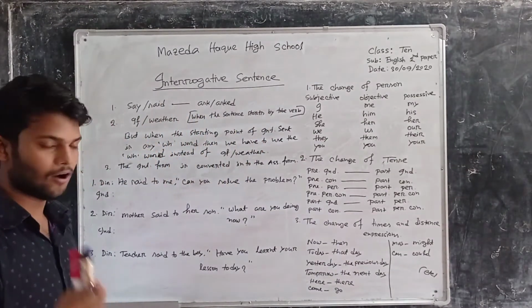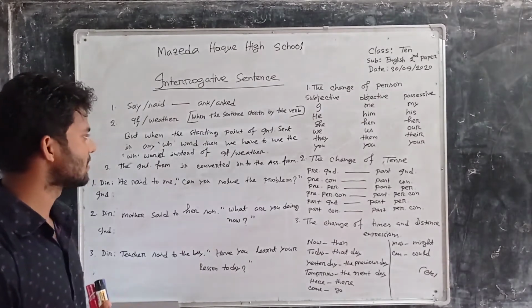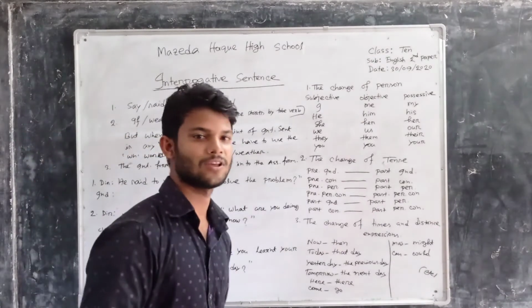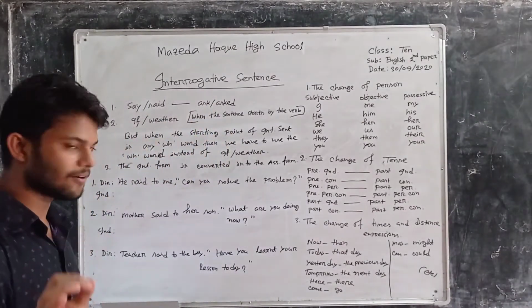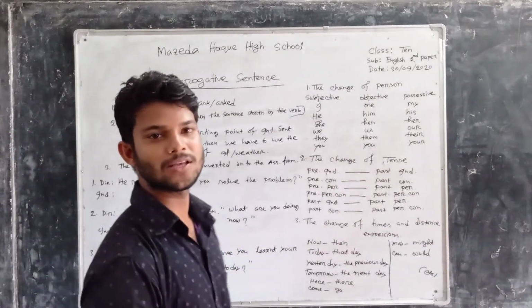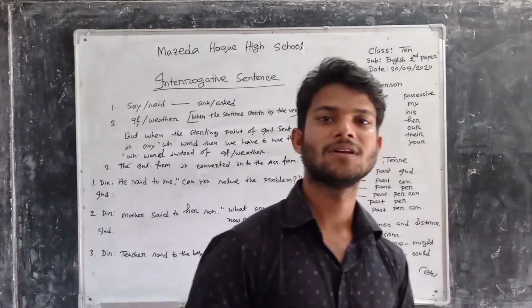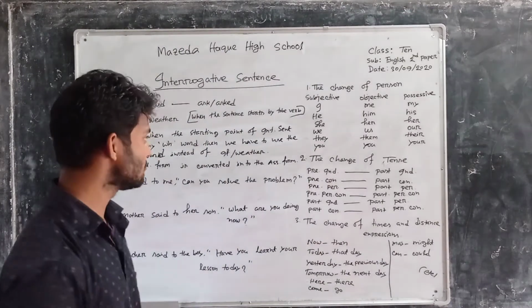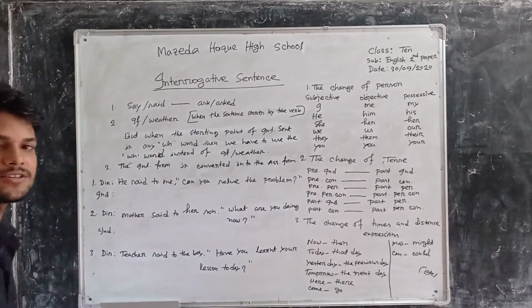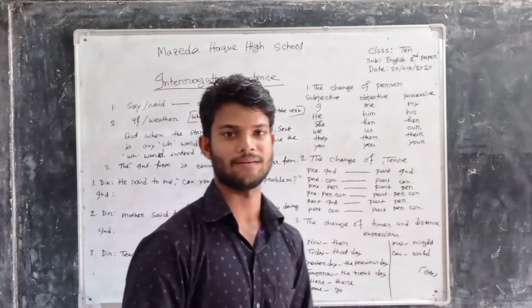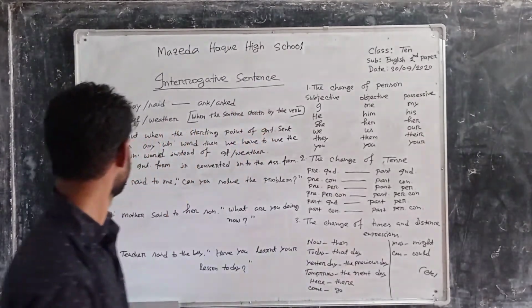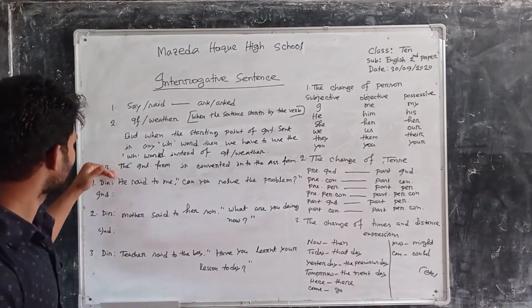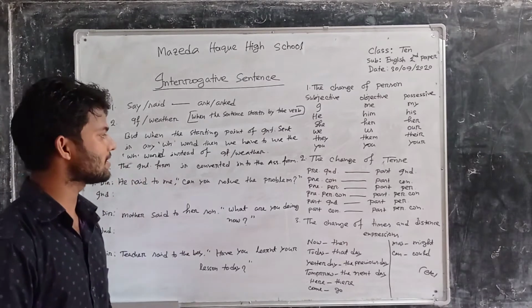But when the starting point of the interrogative sentence is any WH word, who, which, where, how, what, etc., then we have to use the WH word instead of if or whether. Next, the interrogative form is converted into the assertive form.